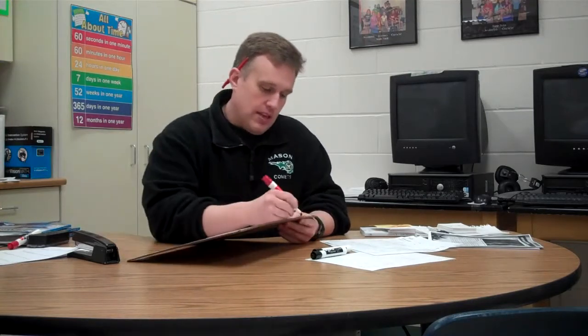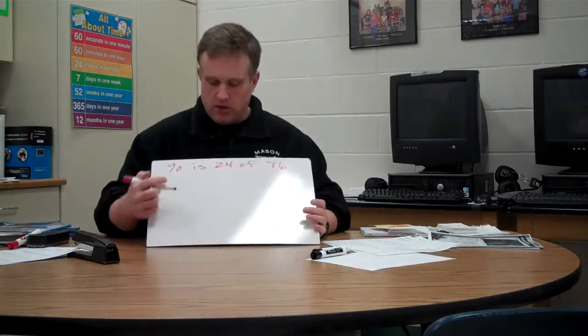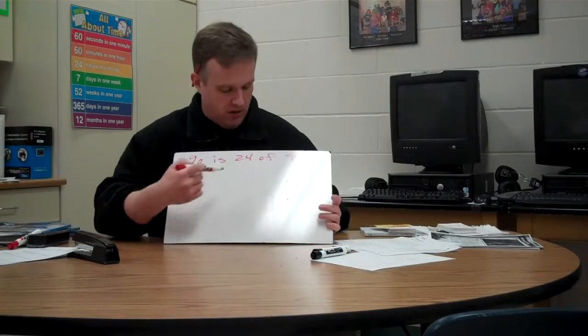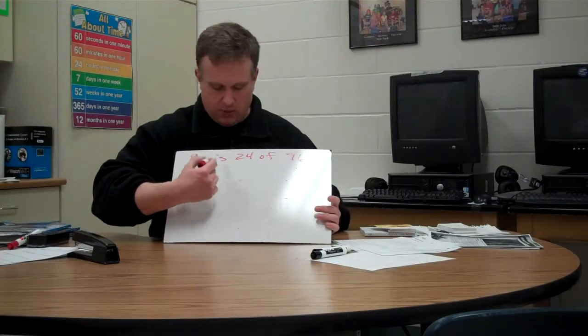It says, what percent is 24 of 96? Okay, so we have to write it as a fraction, a decimal, and a percent. Okay, so again, percent is 24 of 96. Okay, so the first part is the easiest part, is the fraction. They want to know what the percent is.